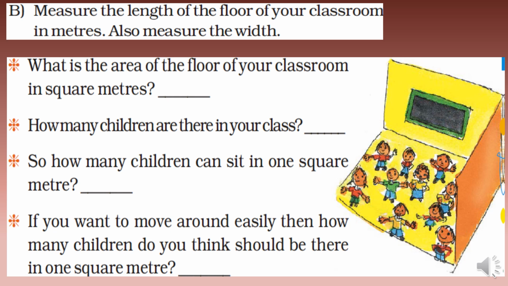If we want to move around easily, then how many children do you think should be there in 1 square meter? So in 1 square meter there should be only one child, I think, so that you can move easily.